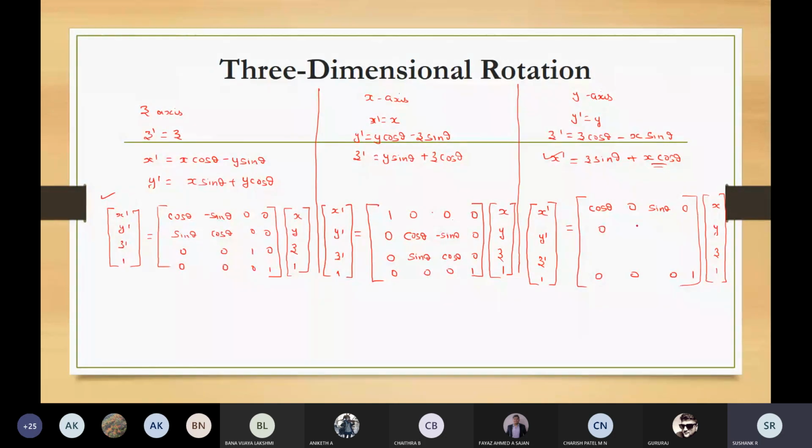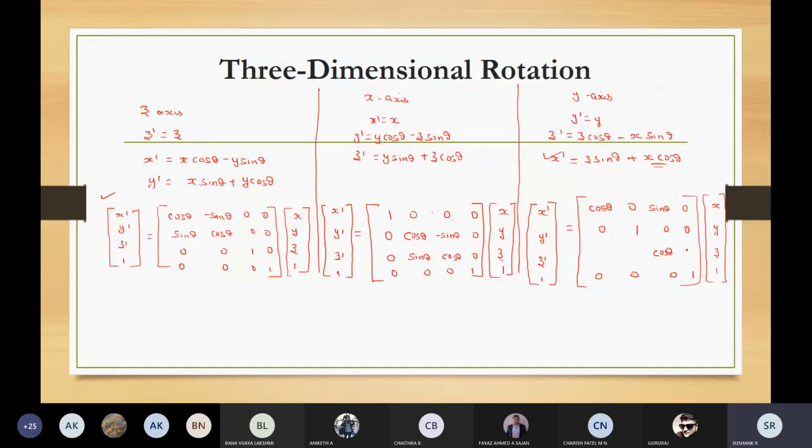So this component will be 1 into y. The other two terms will be 0. Now we need to derive z dash. Z dash is equal to z into cos theta. Z into cos theta means the third term. So we are getting this z into cos theta.